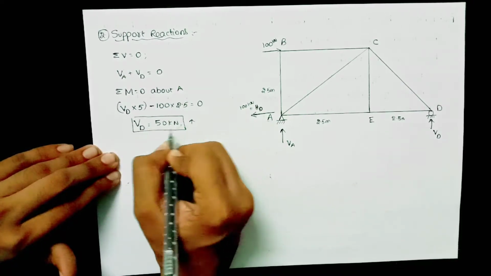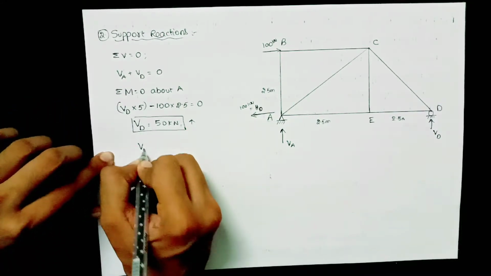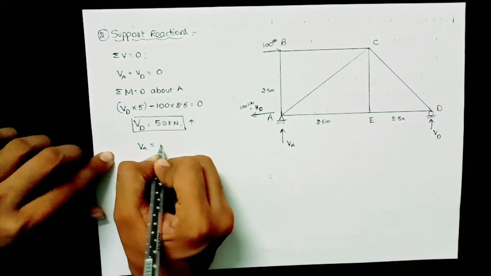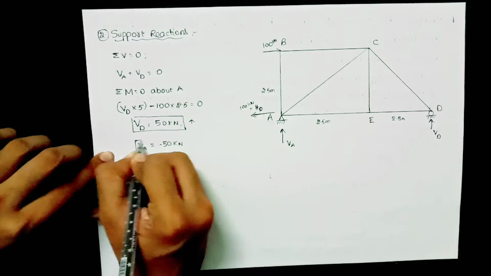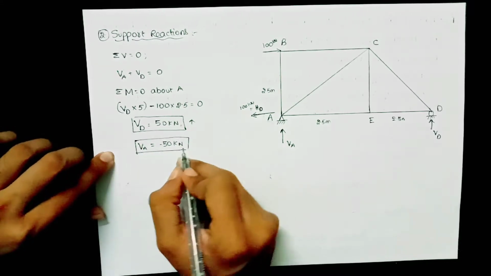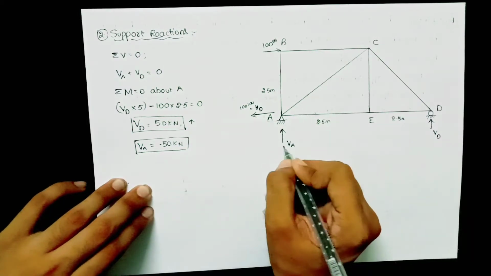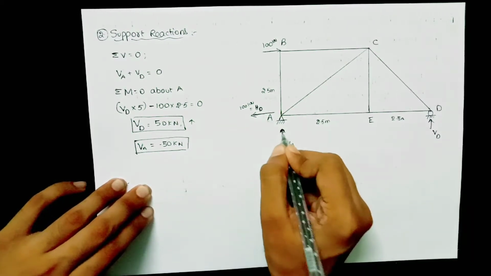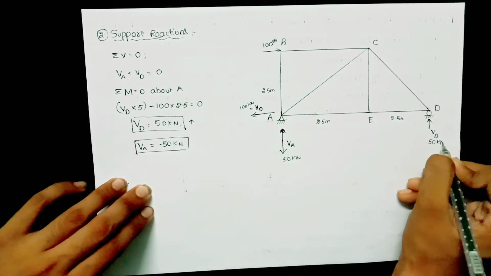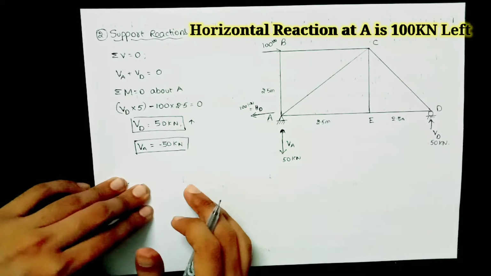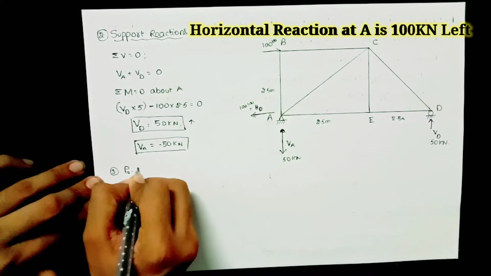This is upward. Now I am substituting this 50 kilonewton in this equation. Then I got VA equal to minus 50 kilonewton. That means it is indicating the downward reaction. So this is not upward, it is downward. This is downward 50 kilonewton and this is upward 50 kilonewton. So I have calculated the support reactions and the next step is to calculate the P0 forces.